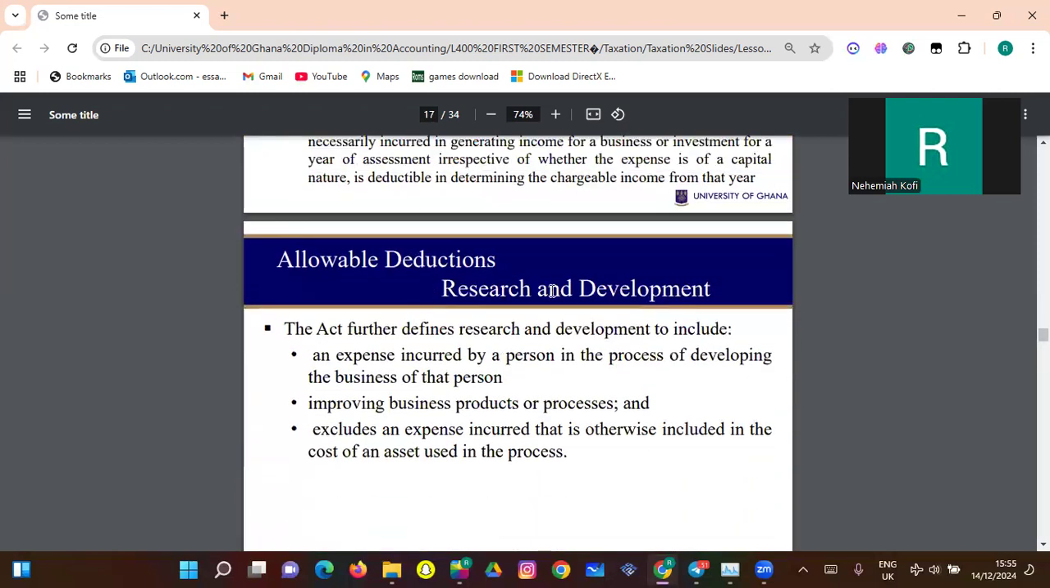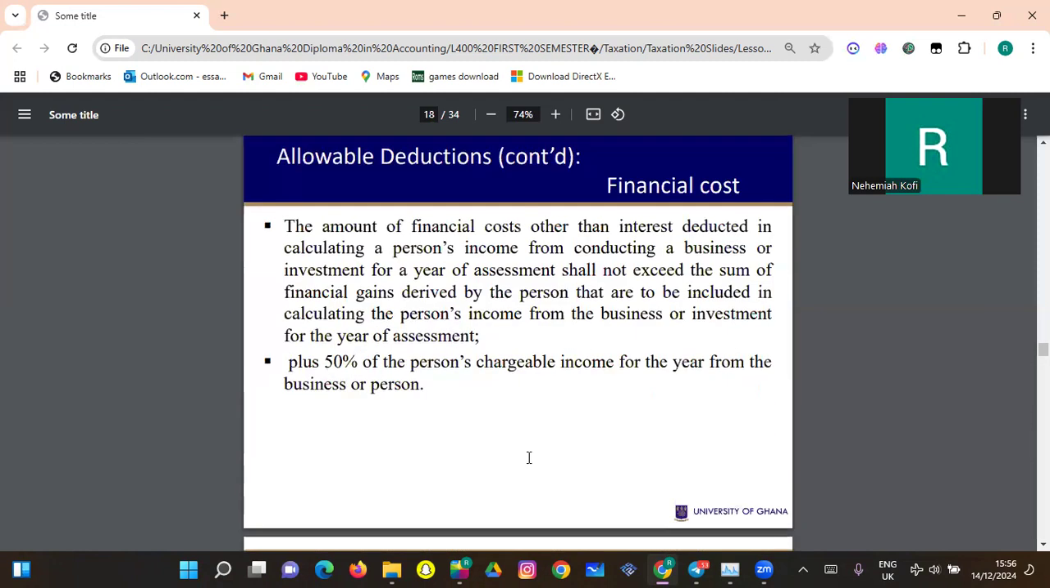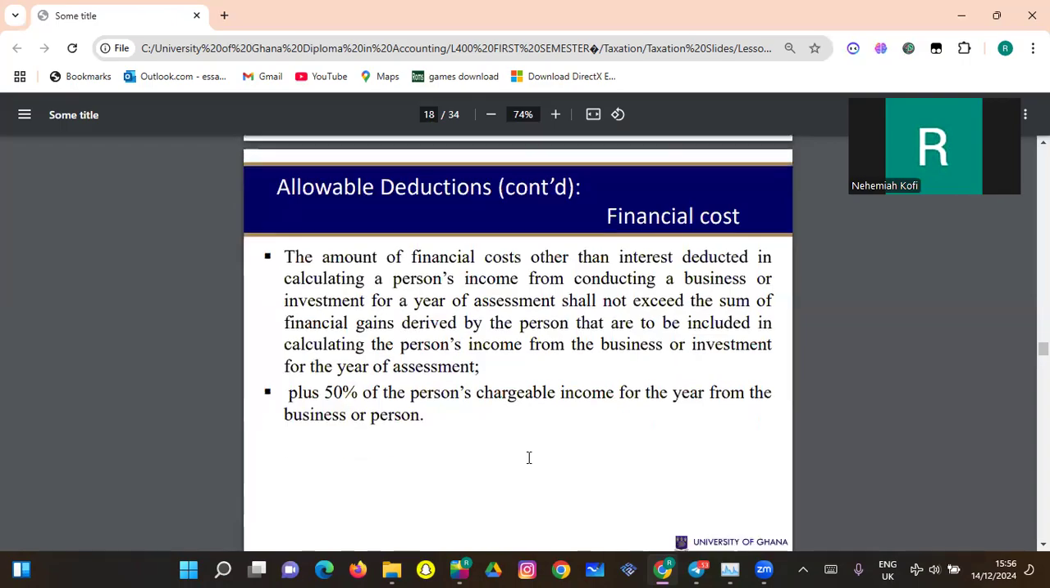So the Act further defines research and development to include an expense incurred by a person in the process of developing the business of that person, improving business products or processes, and it excludes an expense incurred that is otherwise included in the cost of an asset used in the process. So an expense that was not really involved in that particular business process is not included or is not an allowable deduction, right? Then we move on to the finance cost.